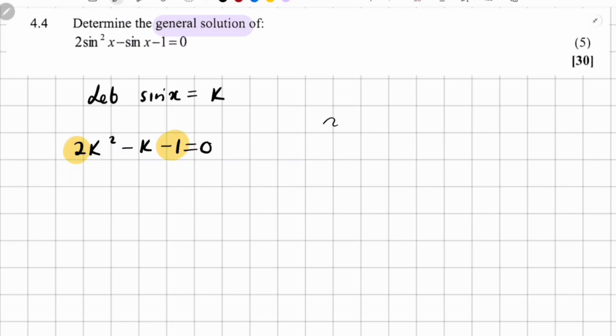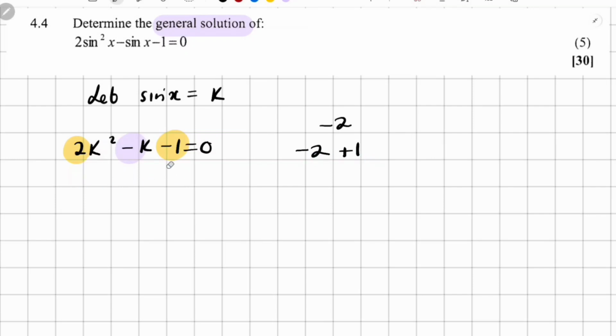So 2 times negative 1 is negative 2, right? Then we're going to think about factors of negative 2 that can give us a negative 1 in the middle, like we have the coefficient of k. Okay, so let's think about those factors. The factors of negative 2 would just be 2 and 1, but one of them has to be negative. So which one should be negative so that you can get a coefficient of negative 1 in the middle? The 2 should be negative, and then the 1 should be positive.